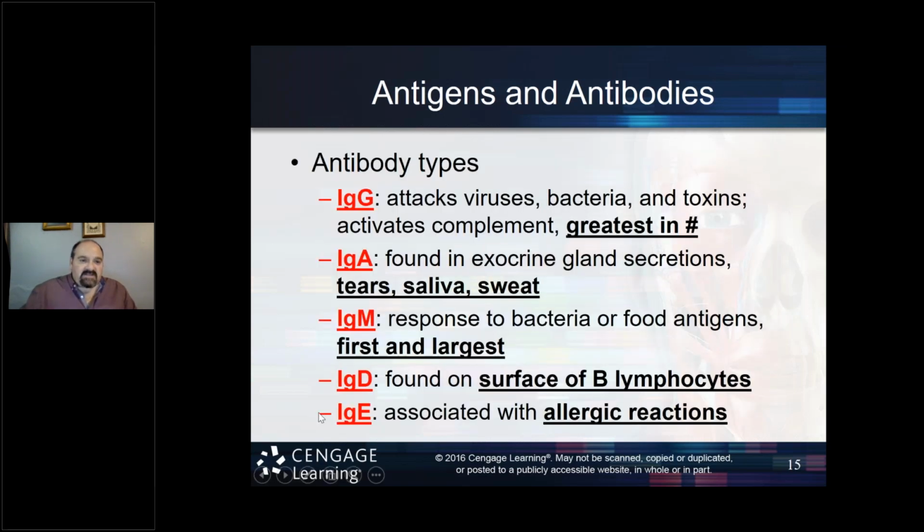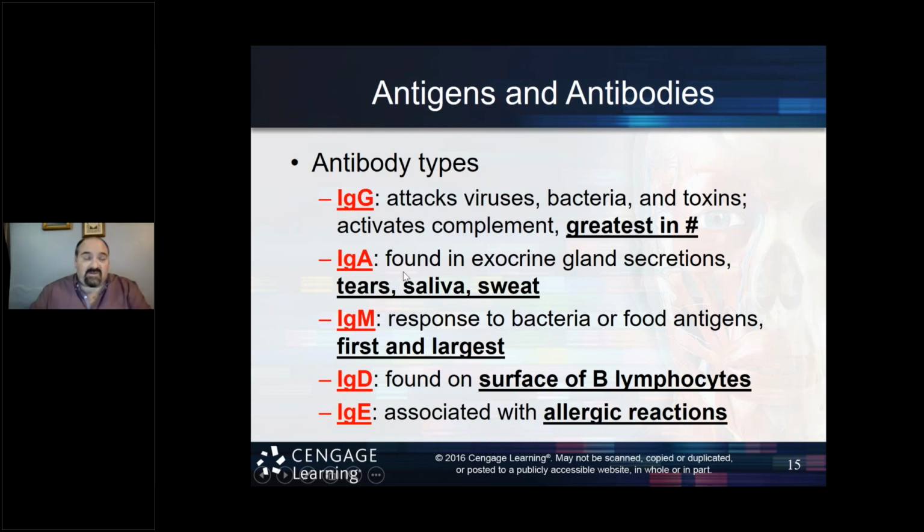Proteins, and this I do need you to know, okay? IgG, IgA, IgM, IgD, and IgE. First off, the IgM are the largest and the first antibodies that are produced as far as an immune response is concerned. IgG, right? They're attacking viruses, bacteria, toxins. They activate the complement cascade, those proteins. There are approximately 20 proteins involved in that cascade. They're the greatest in number, the IgG.